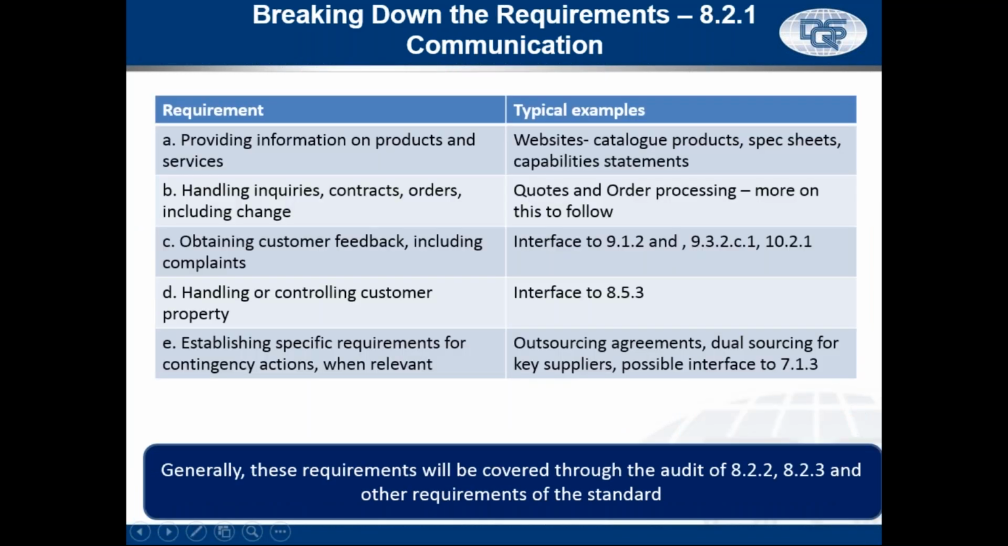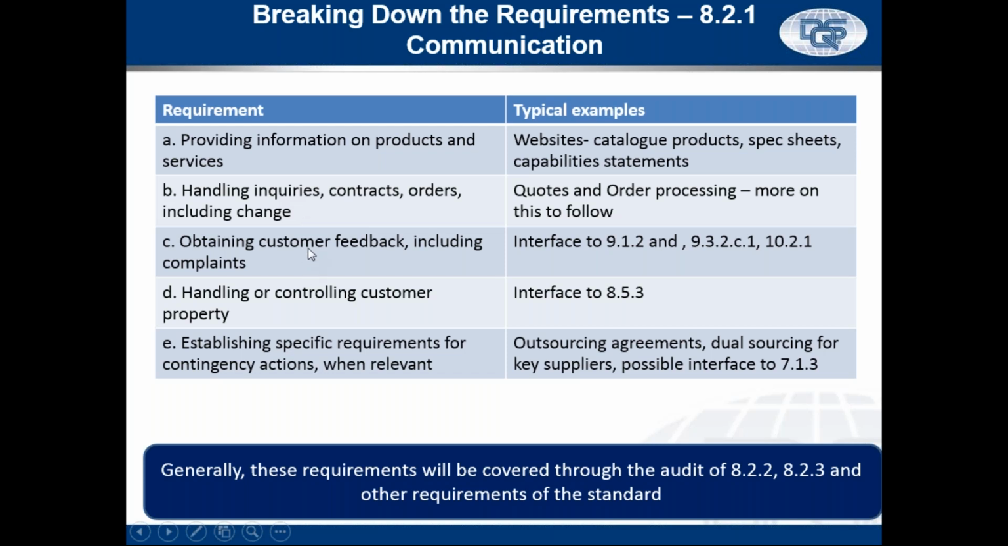Let's talk a little bit about requirements. I don't typically do this during these presentations, but I thought it might be worthwhile to break this down a little bit and go through what the actual requirements are. So starting in 8.2.1, they have to provide information on products and services. How do people normally do this? They have catalogs, they have websites, they have capability statements, they have a process for handling inquiries, contracts, orders. That's basically what you're auditing. So there's nothing special for you to do to confirm 8.2.1 a and b really are in place.